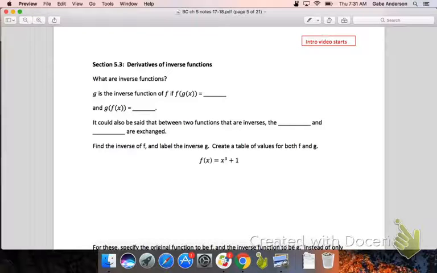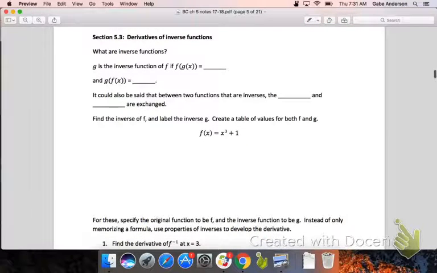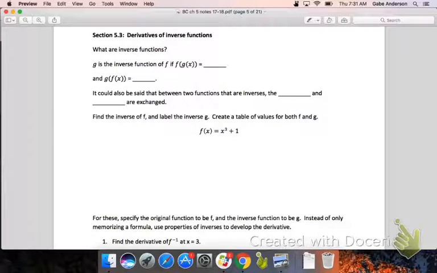This is the intro video for AP Calculus BC, section 5.3, and you can see here that we are going to be looking at derivatives of inverse functions. Before we get too far into this, let's look at some properties of inverse functions and talk about what they are a little bit.